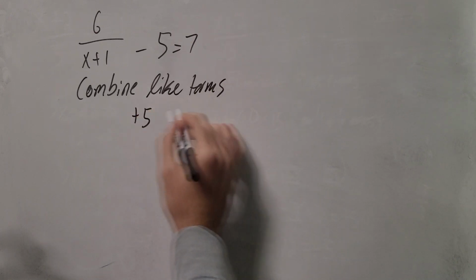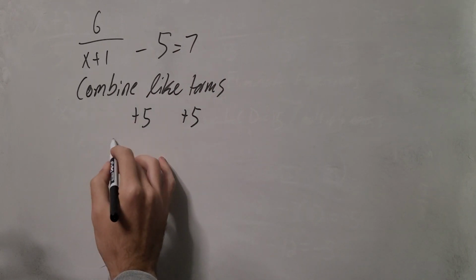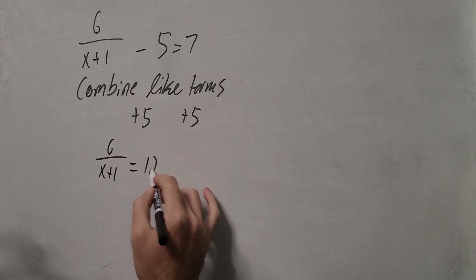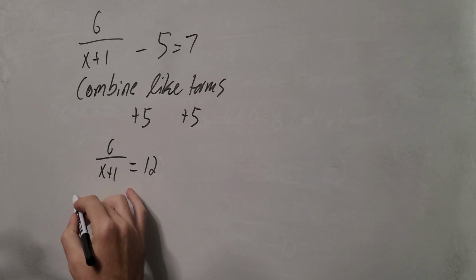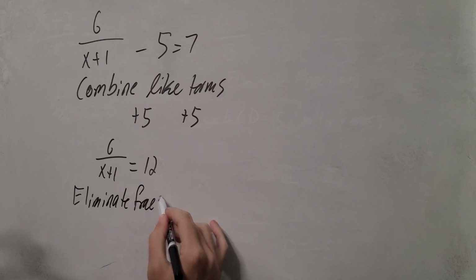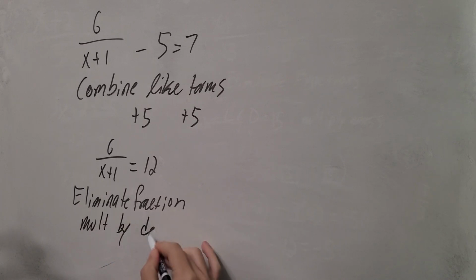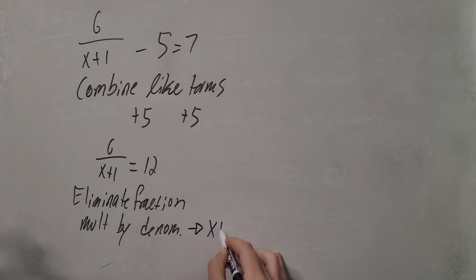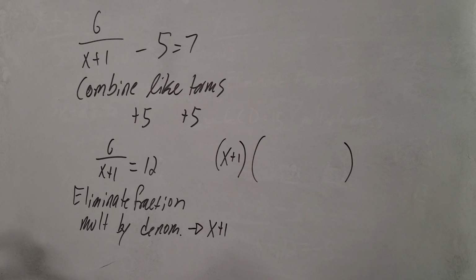So we're going to add 5 to both sides. Notice that the 5 isn't even in a fraction, and neither is the 7. We could combine those very easily. So now we're left with 6 over x plus 1 equals 12. Okay, but now what? If you heed my advice earlier, I said eliminate any fractions by multiplying by the denominator. And our denominator isn't x and it isn't a positive 1. The denominator is x plus 1. So we can take x plus 1 and multiply it by the entire equation.